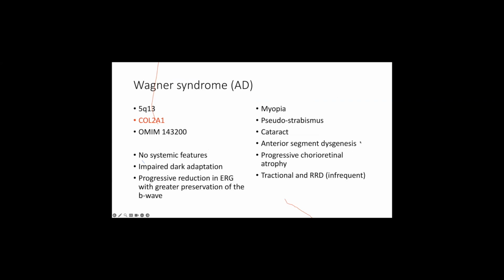Wagner syndrome is a variant of Stickler syndrome. Once again, collagen 2A1. And this time they don't have any systemic features, okay? All the features are ocular. Thankfully, they don't have as many tractional retinal detachments as you have in the other one, in Stickler syndrome, though they can have cataract and they might have anterior segment dysgenesis.